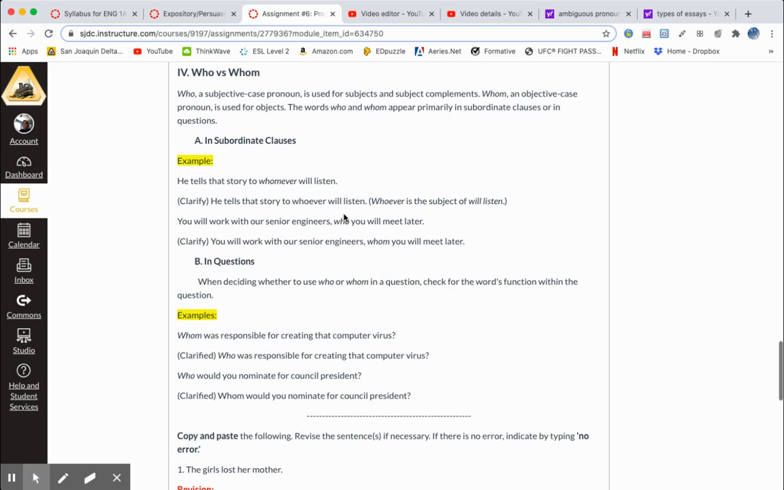And then our last subtopic here is who versus whom. Who is a subjective case pronoun. That means it's used for subjects and subject complements. Whom, an objective case pronoun, is used for objects. The words who and whom appear primarily in subordinate clauses or in questions. Let's look at them in subordinate clauses. Example: he tells that story to whomever will listen. The subordinate clause is to whomever will listen.